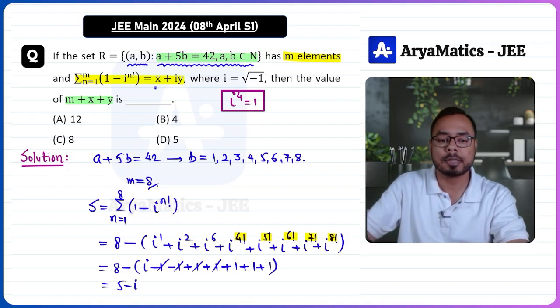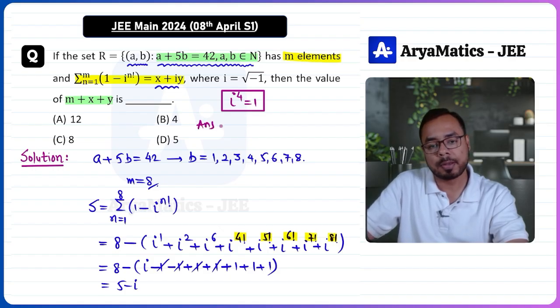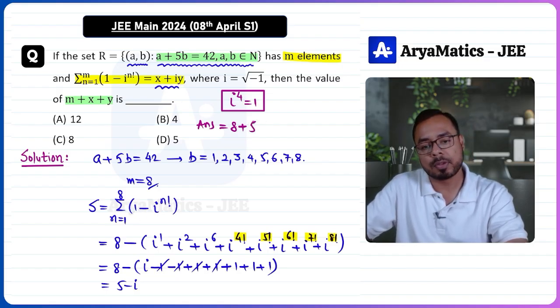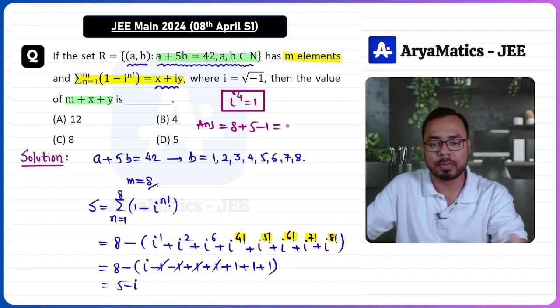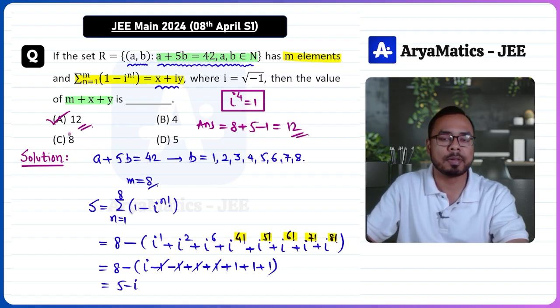And it is given that this sum is x plus iota y. So now I think we can write the answer. The value of m was 8, and if I compare, sum S is 5 minus iota, this would be x plus iota y. So x must be 5 and y must be minus 1. So x is 5, y is minus 1, and this will become 8 plus 5 minus 1, that is 12. So the correct answer for this problem will be the first option.